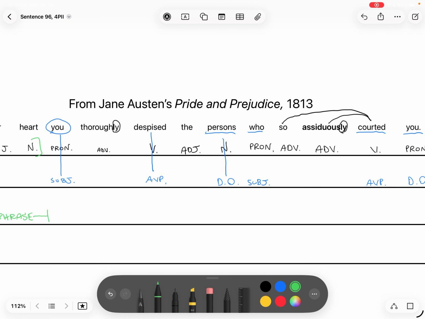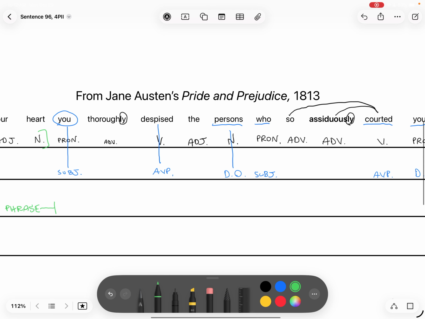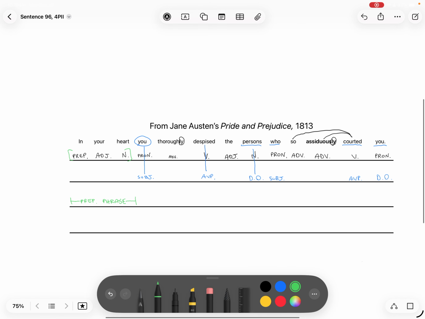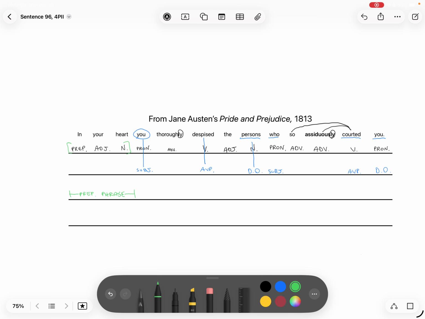We don't see the word to, which is a common indicator of an infinitive phrase, because you have like to go or to build would be an infinitive form. But we don't have that at all in this sentence, so that appears to be it for phrases. So there are no other phrases in this sentence.